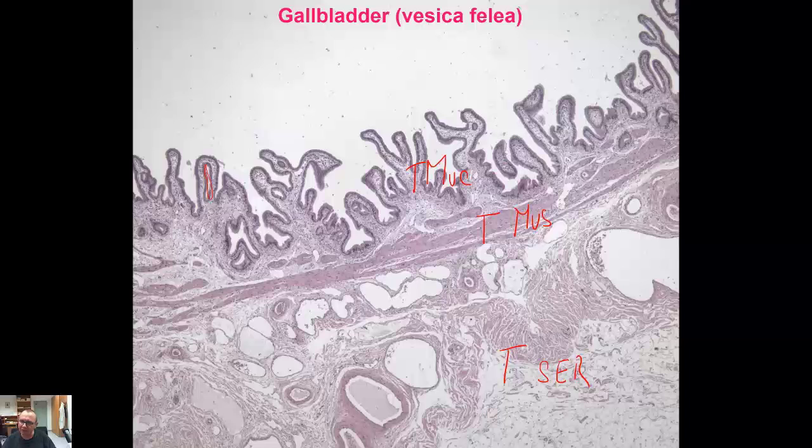Tunica Mucosa, highly folded with high epithelium, lamina propria mucosae. It usually doesn't contain any glands, only in the area of the neck of gallbladder there are some mucous glands, simple tubular mucous glands. The Tunica Muscularis is composed of smooth muscle tissue which is mostly circularly oriented. Smooth muscle tissue is here.